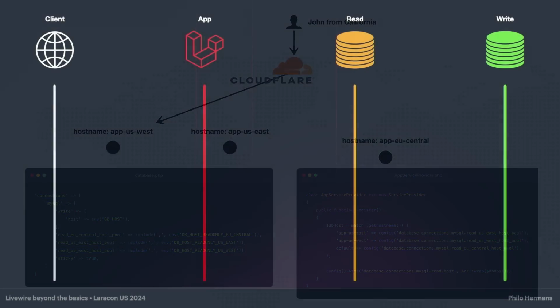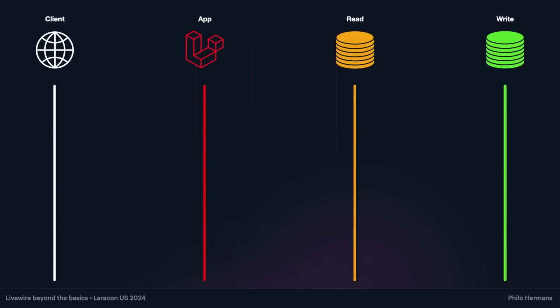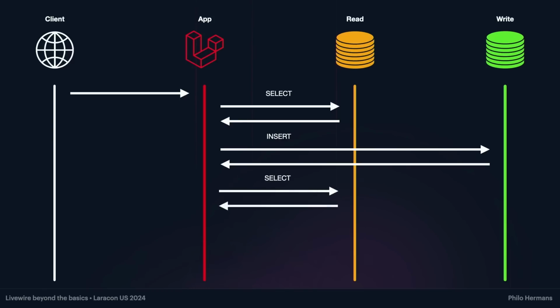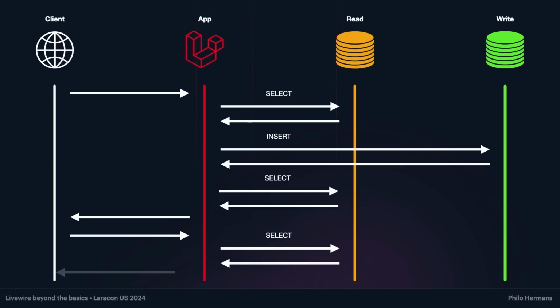And let me show you what that is all about. So this is how a regular request works when you use a read and write structure within Laravel. So we have a request coming into our app. Our app is going to perform a select query that goes to our read server. We have an insert query that is going to our write server, and another select query goes to read server, etc. And finally returns a response to the user. And a new request occurs, and again, same behavior.